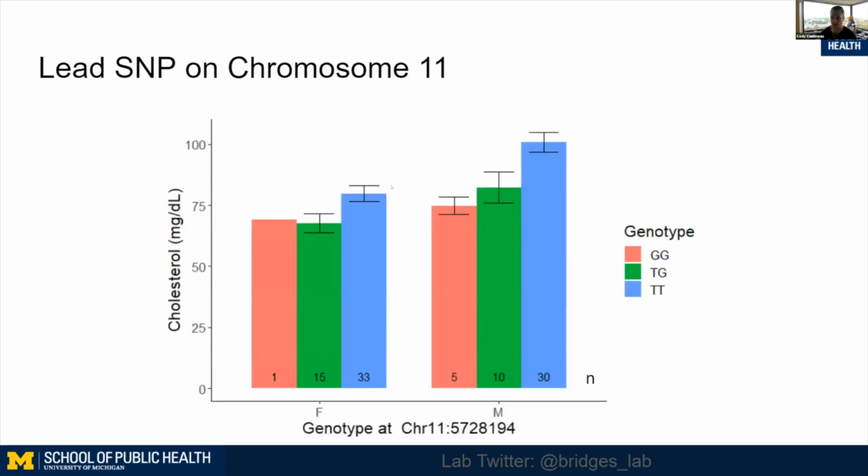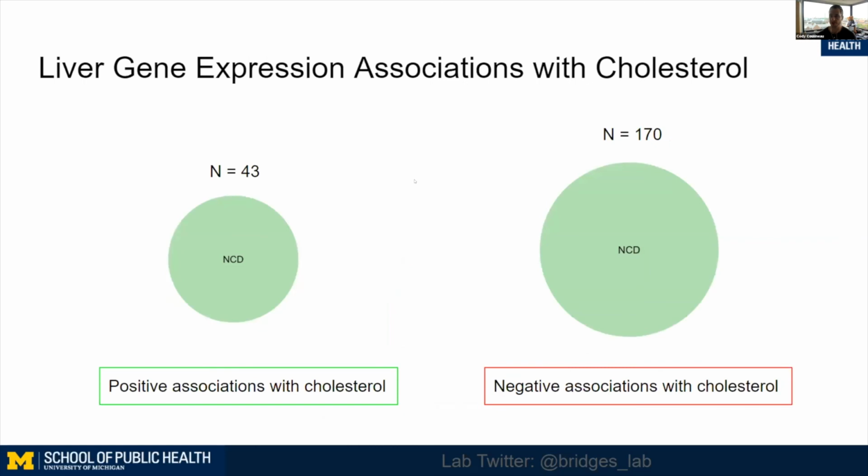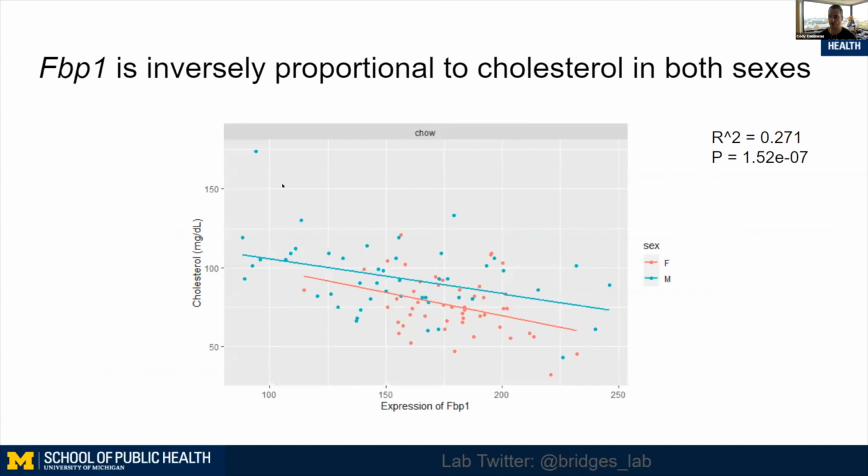Our lead SNP on chromosome 11 is displayed here. The graph demonstrates that possessing the TT genotype at this location is associated with an increase in cholesterol on normal chow diet compared to mice with the GG genotype or the TG genotype at this location. And so we next performed a transcriptome-wide association study, or a TWAS, on these DO mice on normal chow diet, looking at liver gene expression. And we identified 43 hits that had a significant positive association with cholesterol and 170 significant hits that had a negative association with cholesterol. And here's an example of one of those hits where in both male and female mice, greater expression of FPV1 was associated with a significant decrease in cholesterol compared to mice with a lower expression of FPV1.